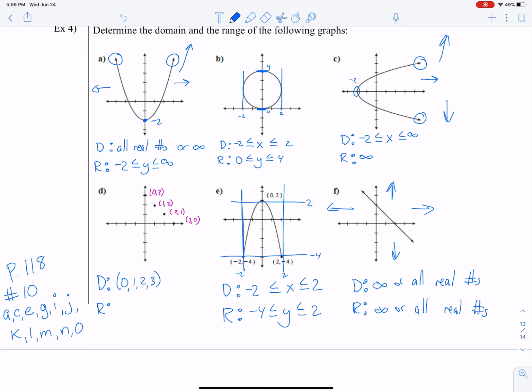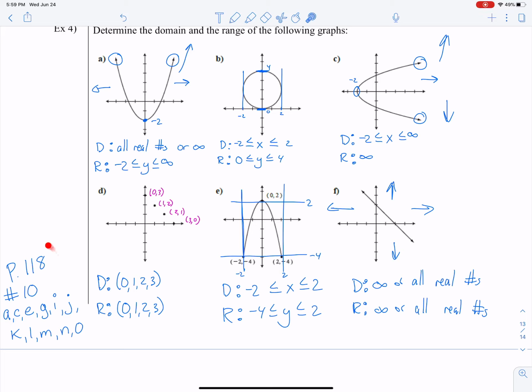Okay, and then my range. I have 3, 2, 1, 0. So no repeats, but they're reversed. So I have to write them as 0, 1, 2, and 3. Okay, so that's how you do that one.